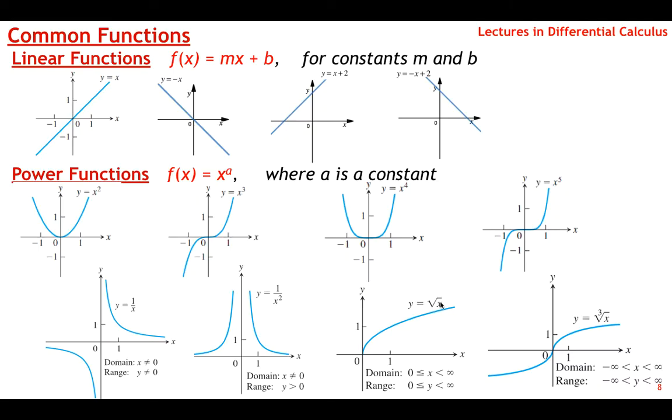For an even root, second root, fourth root, and so on, the domain will be only from 0 to infinity, and the range will also be 0 to infinity. For the cubic root, the domain is minus infinity to infinity, and the range is also minus infinity to infinity. So as it moves, it will tend to go up, and on this side it will tend to go down. Right, so this is about power functions.